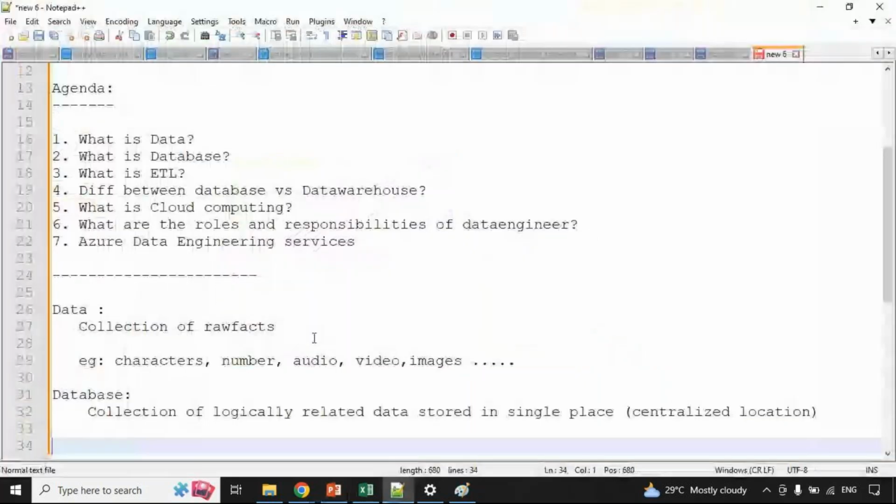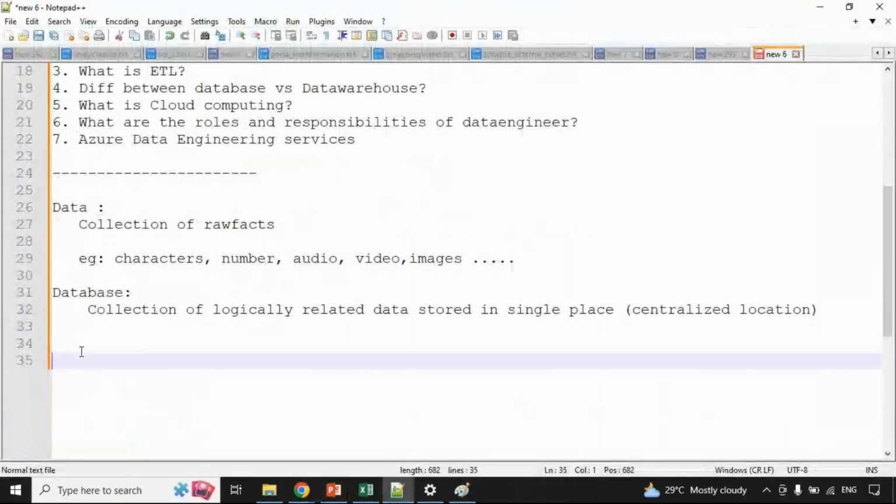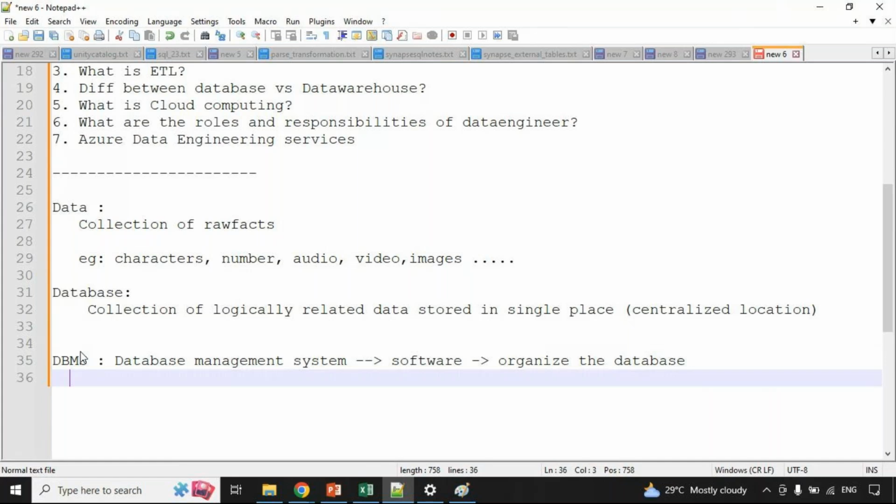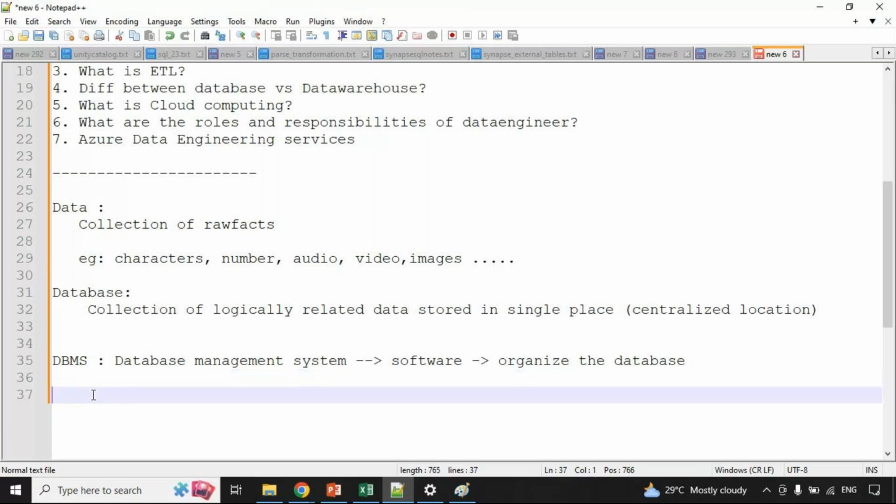Here, to organize the database, there is a software called DBMS, a database management system, which is a software which organizes the database. So creating, managing, whatever the database related organization will be done by the database management system, it is a software, okay.